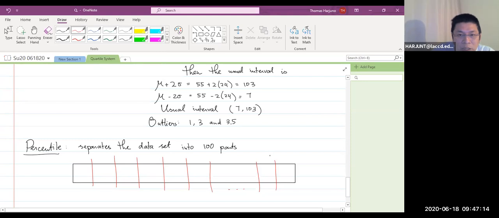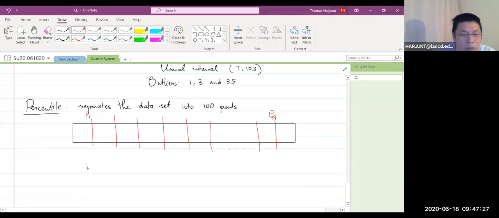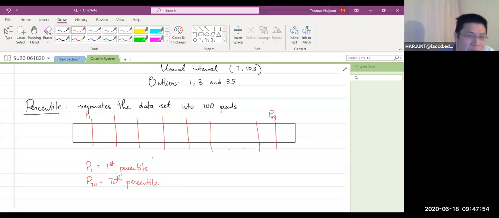So you will see the highest one is denoted P99. The lowest one is denoted P1. P subscript 1 refers to the first percentile. And P70, for example, means the 70th percentile. There is no such thing called P100, because if it is percentile, then the partitions that we use are only 99. The highest partition is denoted P99, the 99th percentile.